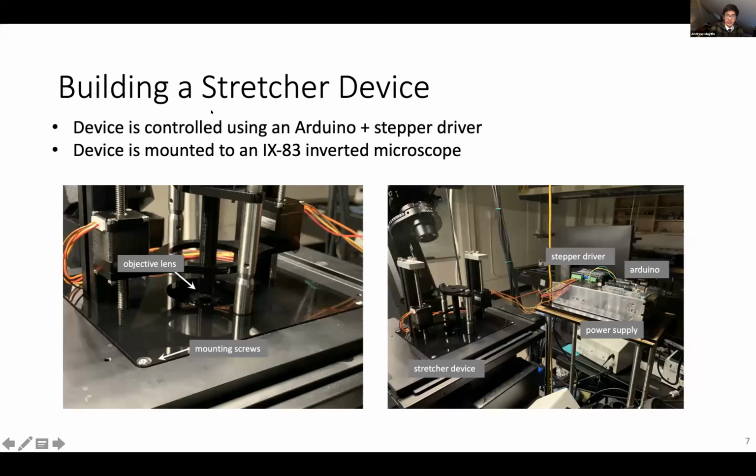So we're controlling the device using an Arduino and stepper driver. You can see here how it's mounting to the microscope. And here's the power supply, Arduino, stepper driver. This is just what it looks like in the microscope lab. Cool.